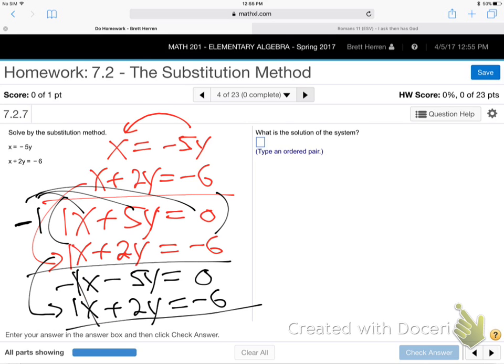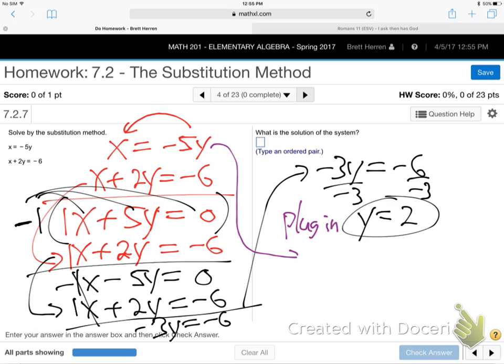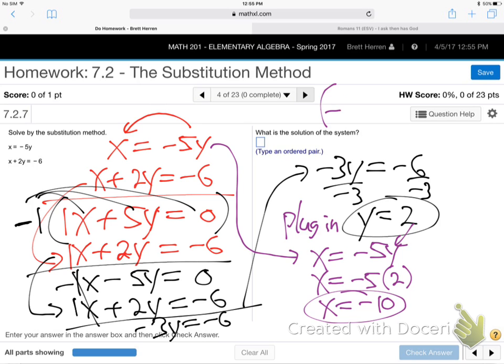Now the x's cancel by design. What's that? Minus 3y equals minus 6. Bring it up here. Minus 3y is minus 6. We good? See how I made the x's cancel? Divide by minus 3. It's positive 2 for y. Now plug it in. Plug it in where? Anywhere you want. I usually grab the first equation. X equals minus 5y. Plug in the 2. Minus 10. So final answer, minus 10 for x, 2 for y.